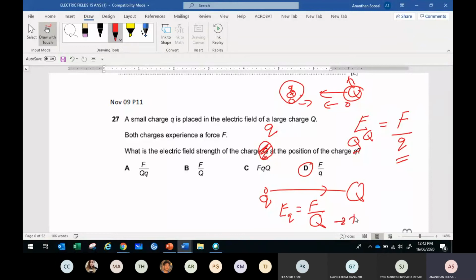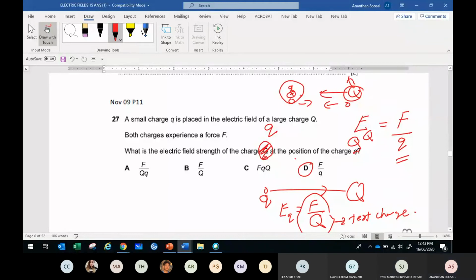The charge at the bottom, remember, must be the test charge. It's the test charge. The question is the other way around. What is the electric field strength of small q at the capital Q? The answer should be F over capital Q. The question is asking for capital Q and small q, so the answer should be D.